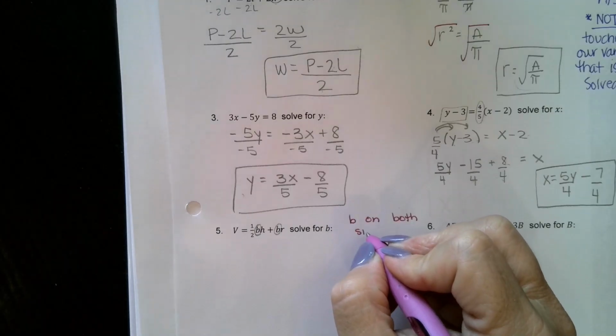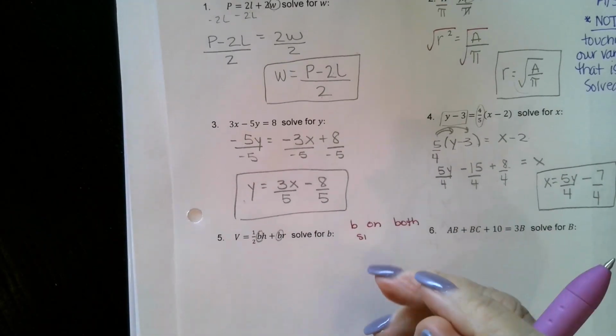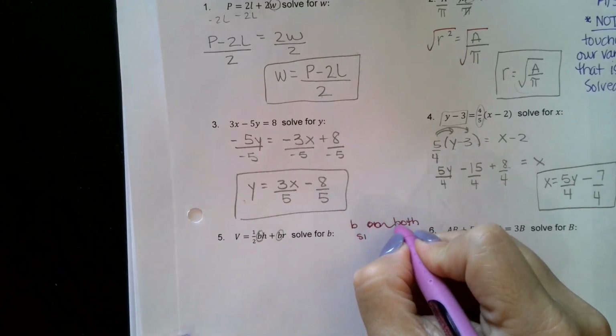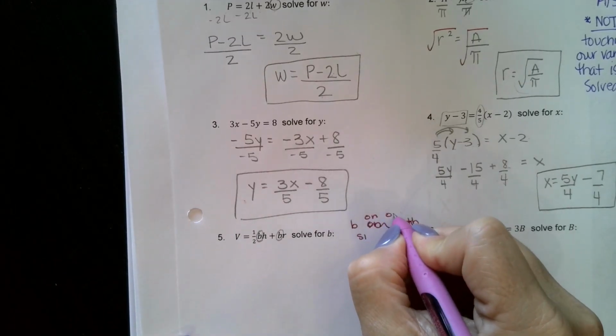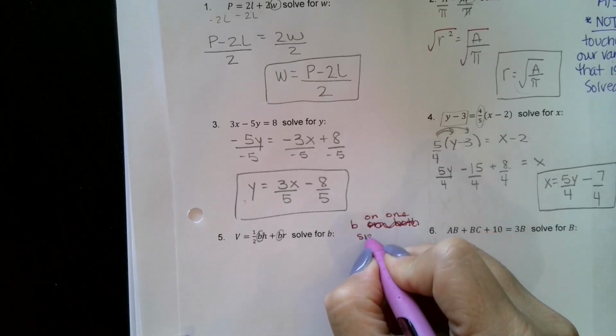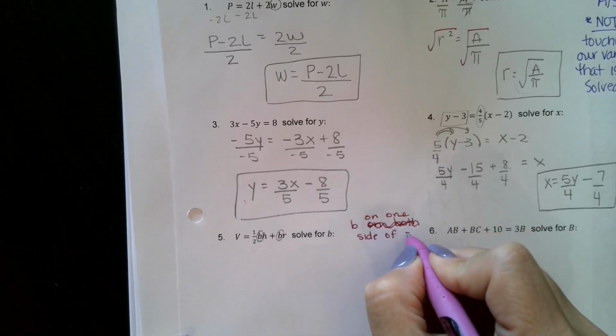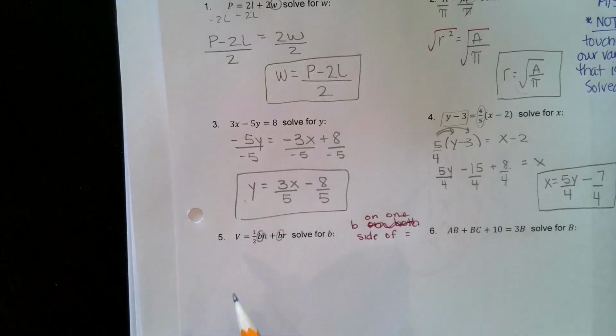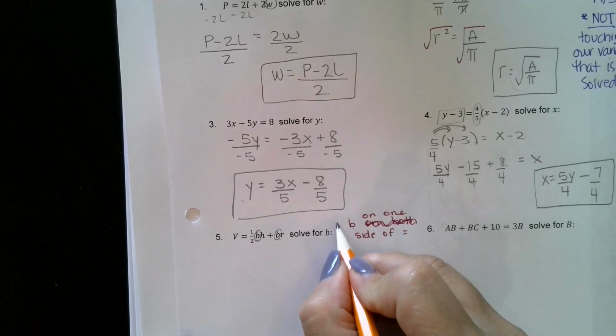Sorry, I do not want to do that. I'm going to change this. Hold on. I don't want it on both sides. On one side, sorry, on one side of the equal sign. Okay, well in this case I have it all on one side of the equal sign. I'm solving for b, so I want b on one side of the equal sign. I have this. So this is step 1.